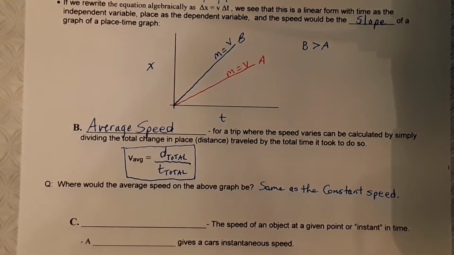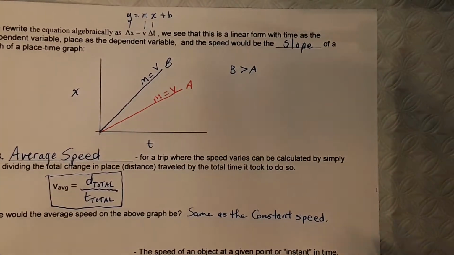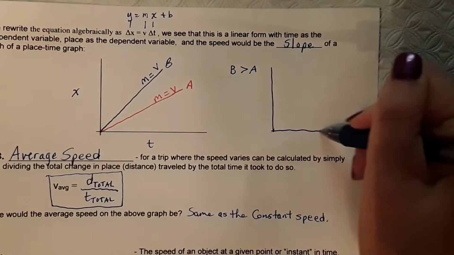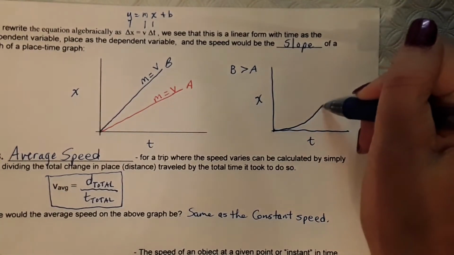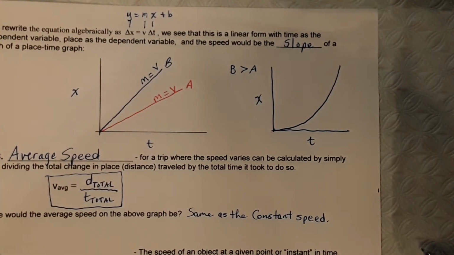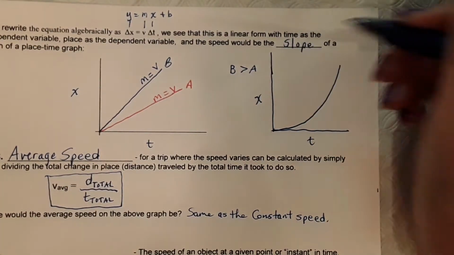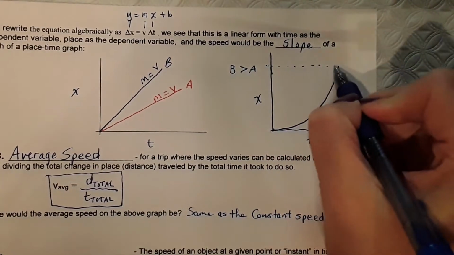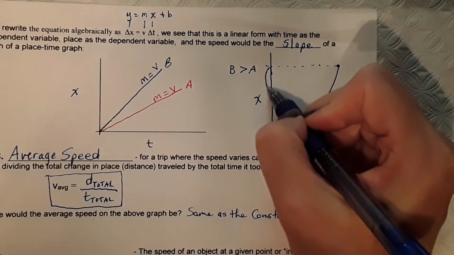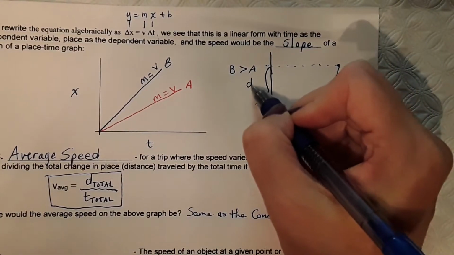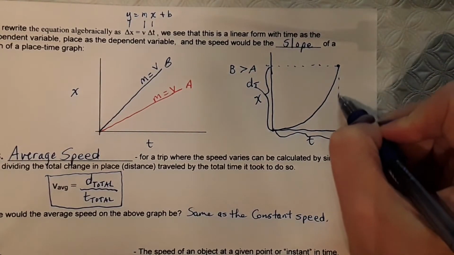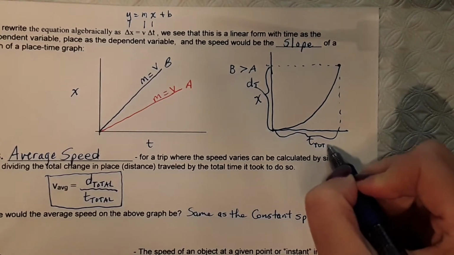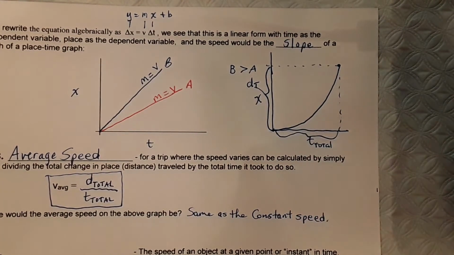Now, if you had a graph that curved, the average speed would be found differently. In fact, if we make another set of axes, put t here and x here, let's say that you increased speed like this. To find your average speed, you would simply take the total distance traveled. That's what this is. The total distance, and divide by the total time it took.